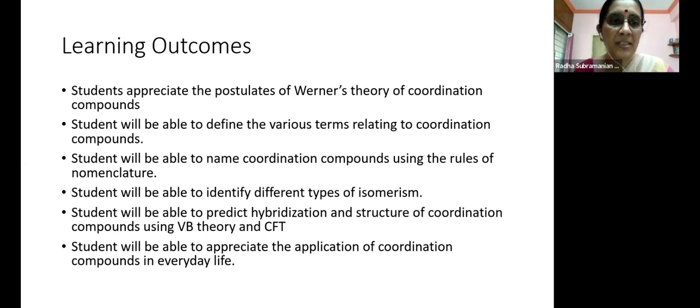And now students will be able to identify different types of isomerism. That's another learning outcome: structural and stereochemical isomerism. Structural I finish very quickly in 10-15 minutes. Once they are comfortable with nomenclature, after at least 3 periods of nomenclature exercises, I write the 4 structural types, linkage, ionization, coordination, and solvate, on one side of the board, and on the other side I write 6 pairs and ask them to match.